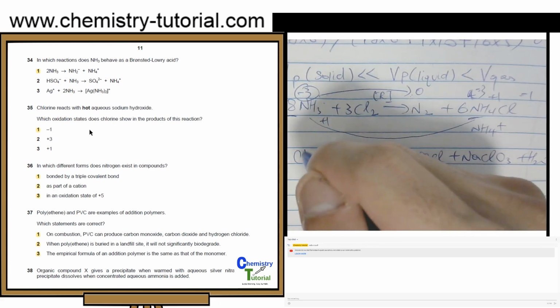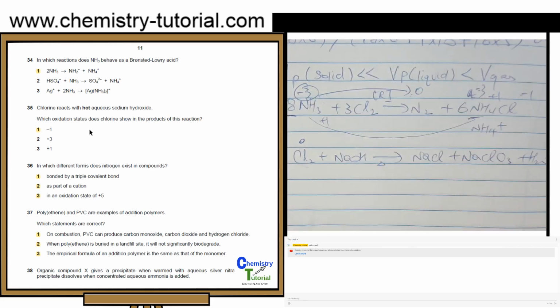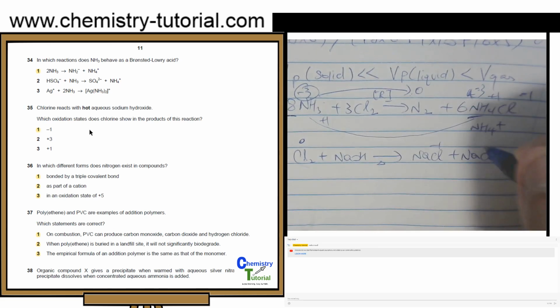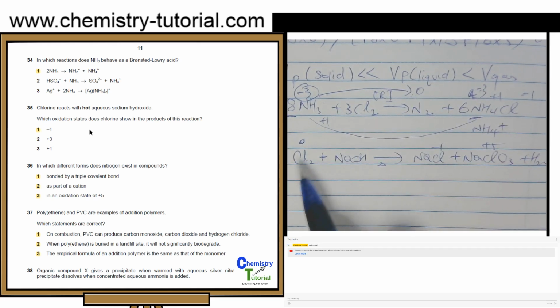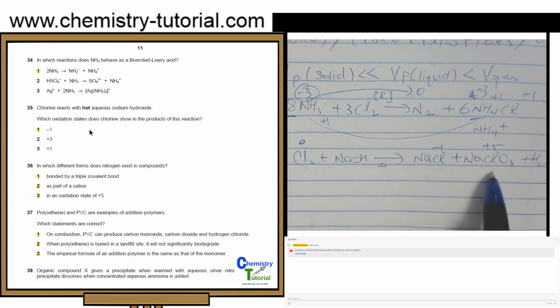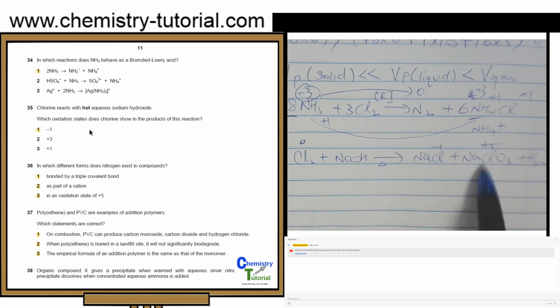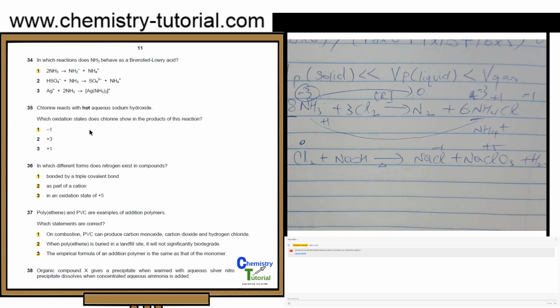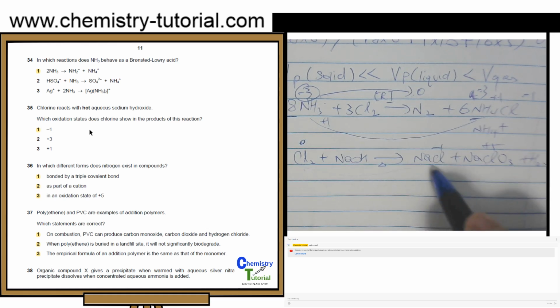So the oxidation state of chlorine over here is 0 in Cl2. Over here is -1. Over here is +5. So that means chlorine has been simultaneously oxidized and reduced. It has been reduced, it has been oxidized. So this is actually known as a disproportionation reaction. So do we have any -1 here? Yes, we do. Do we have any +5 here?